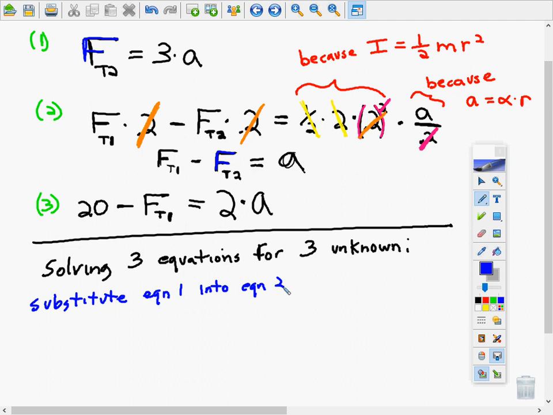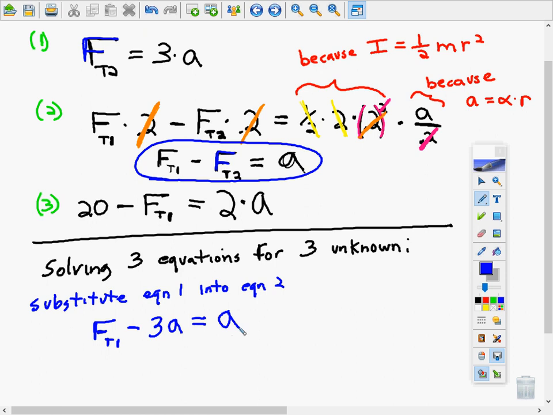And when I do that, equation 2, this equation right here, it's going to become ft1 minus, but instead of ft2, what am I going to write there? 3a equals a. So that's my new equation 2. This was my original equation 2 up here. And this is my new equation 2.